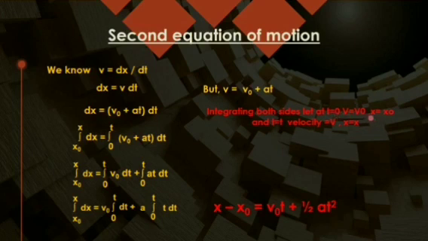At t equals 0, we suppose that x equals x0, and of course velocity is v0, but velocity is not to be used here. At time t, the position is x. So when I take the integral of dx, the limits are x0 to x, as the position changes from x0 to x while time changes from 0 to t. Now I have to find the integration of v0 dt, and the integration of at dt.